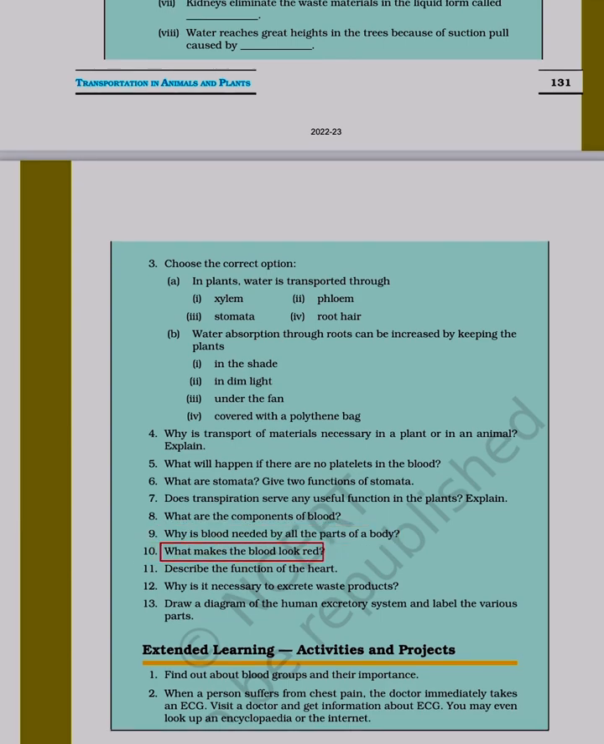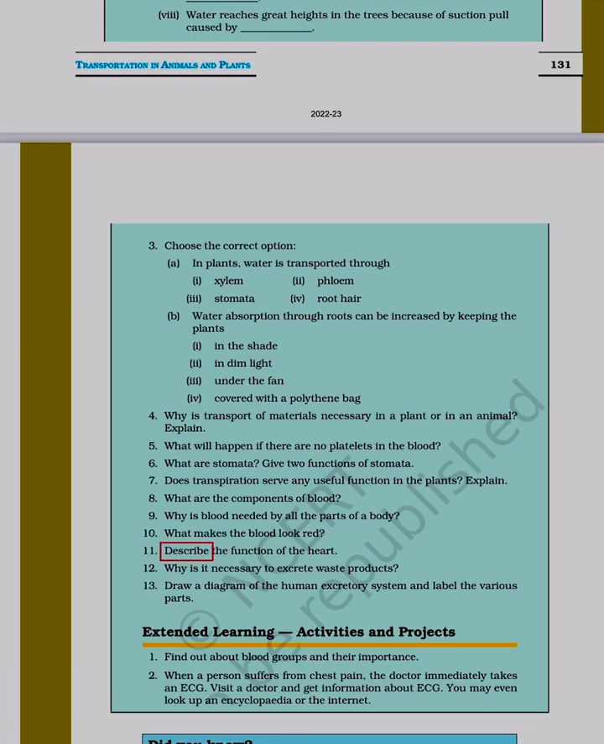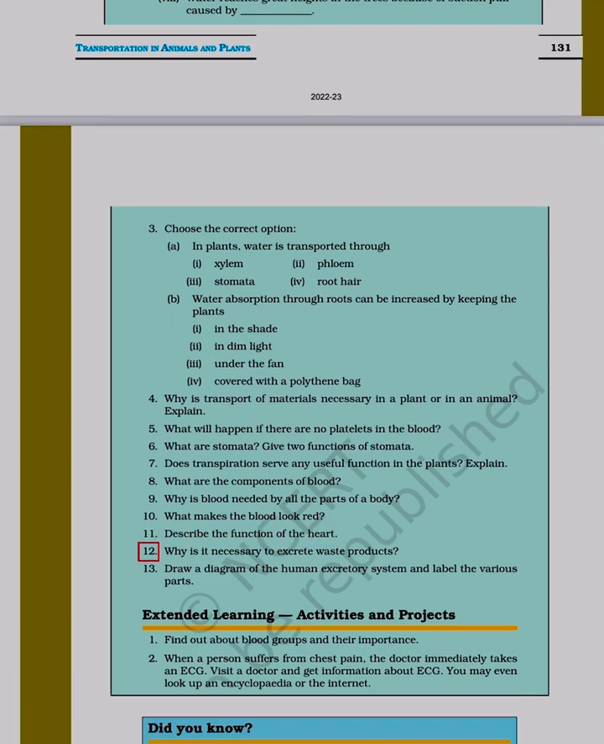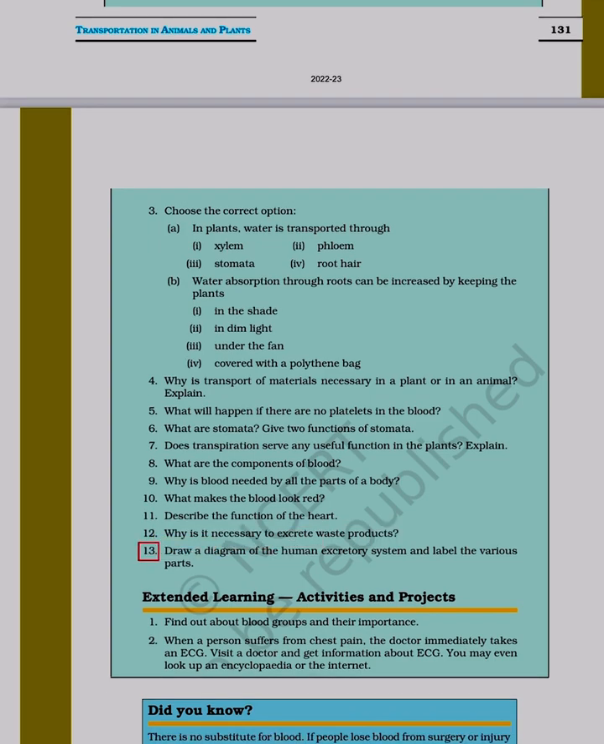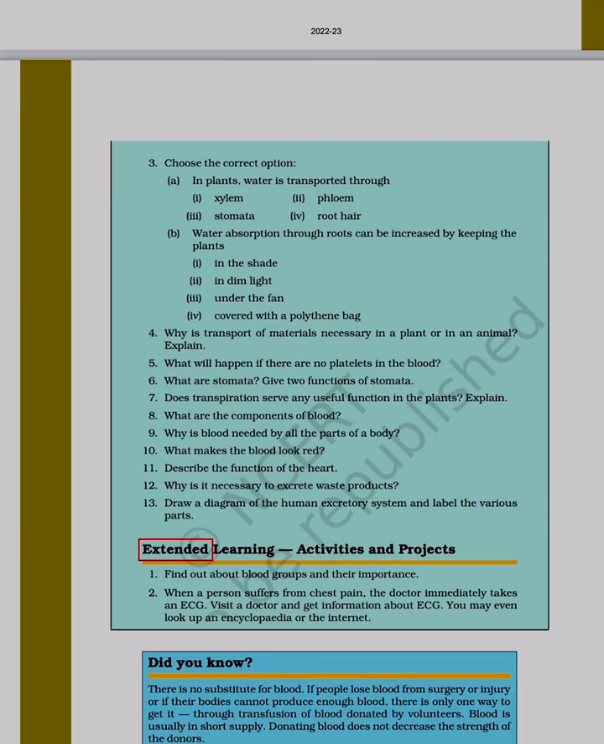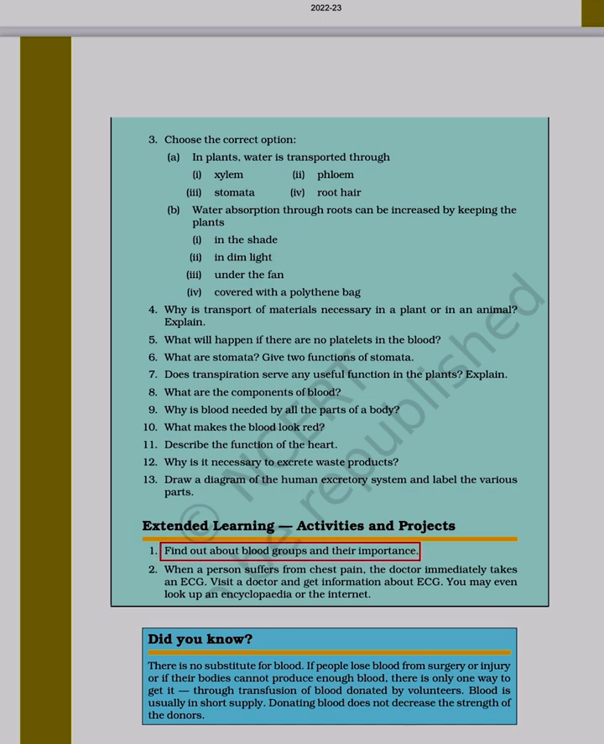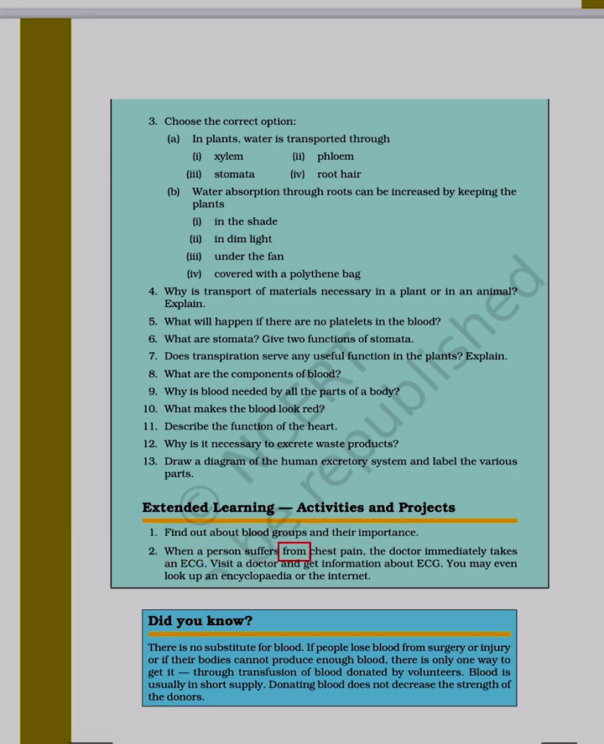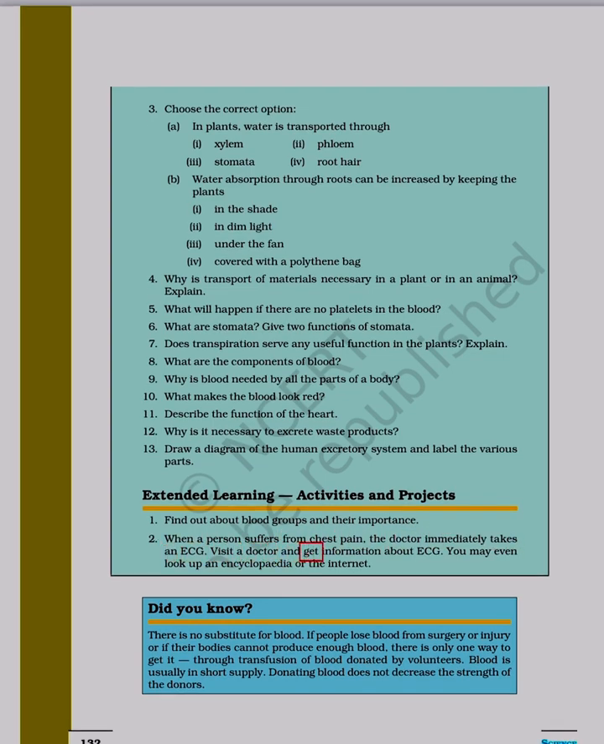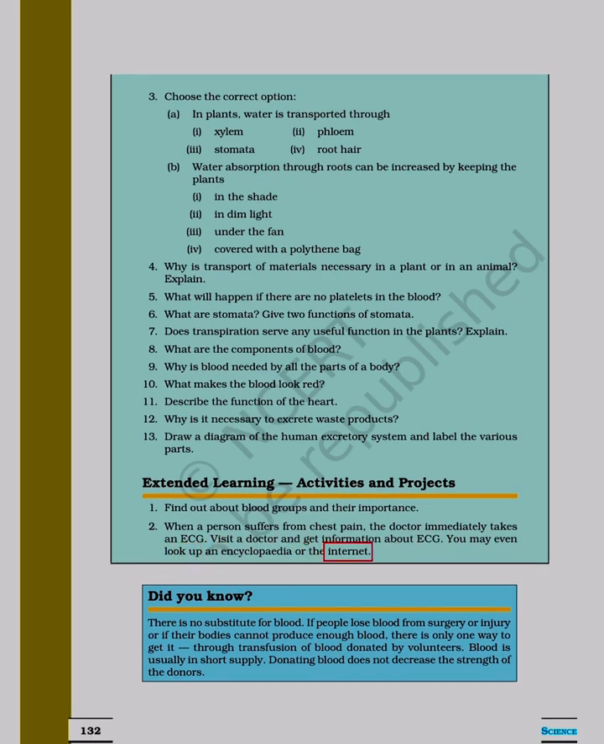10. What makes the blood liquid? 11. Describe the function of the heart. 12. Why is it necessary to excrete waste products? 13. Draw a diagram of the human excretory system and label the various parts. Extended learning activities and projects. 1. Find out about blood groups and their importance. 2. When a person suffers from chest pain, the doctor immediately takes an ECG. Visit a doctor and get information about ECG. You may even look up an encyclopedia or the internet.